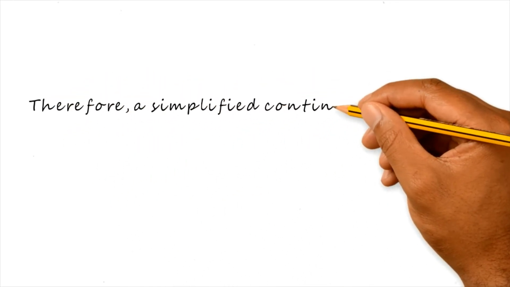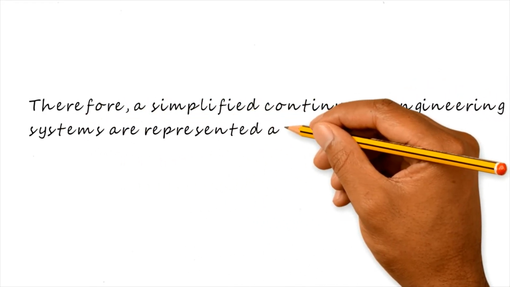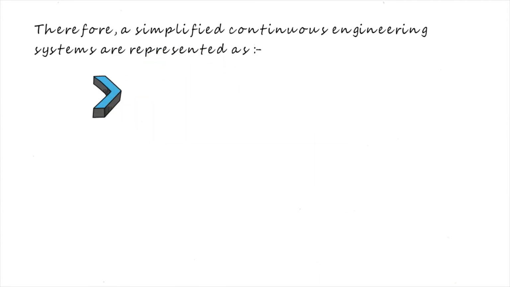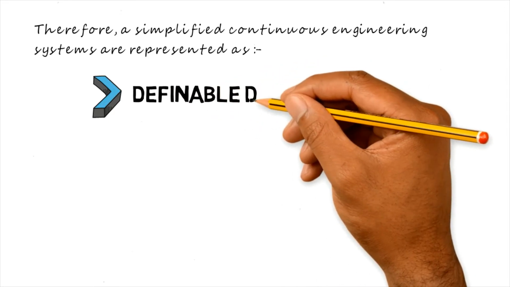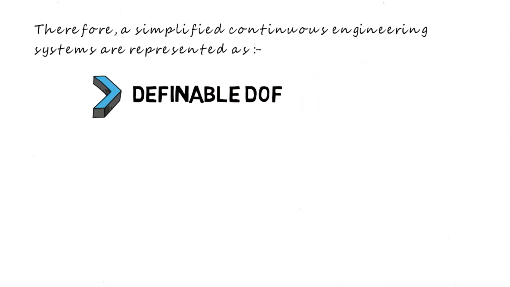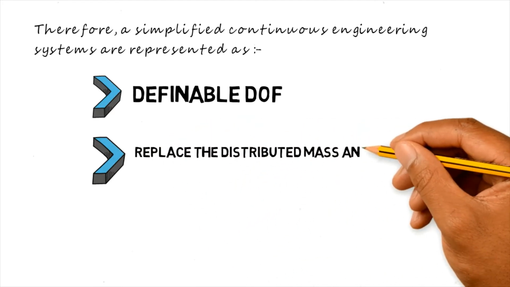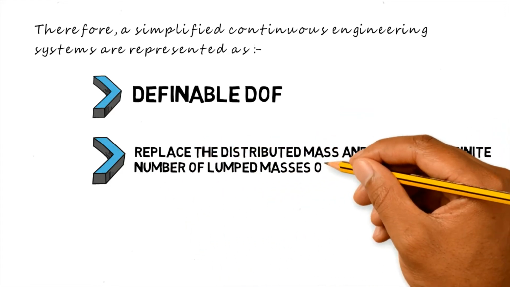Therefore, a simplified continuous engineering system are represented by several ways. First, definable DOF. Next is replace the distributed mass and inertia by a finite number of lump mass or body.